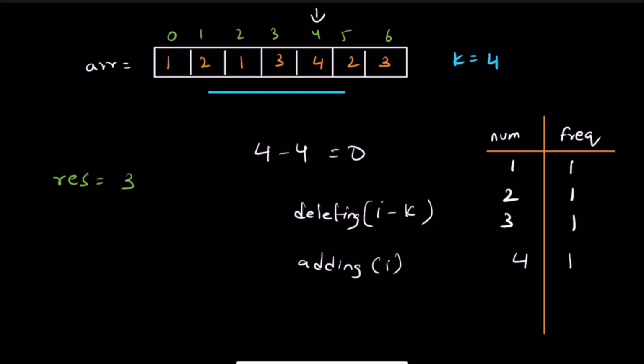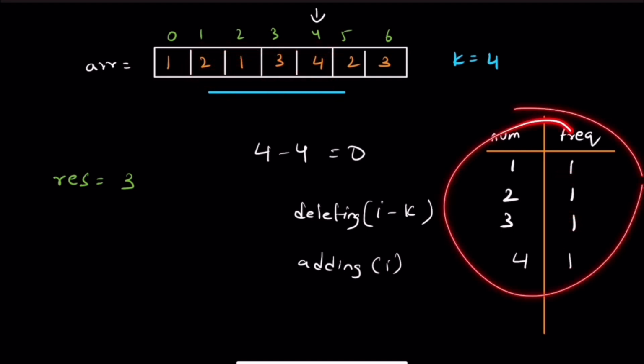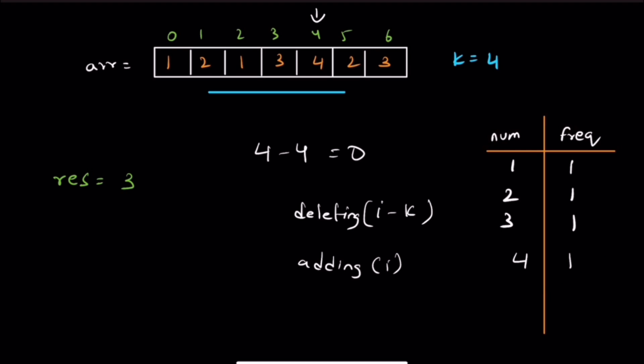If we cross-check the frequency array with our window array, we have 2 with 1, 1 with 1, 3 with 1, and 4 with 1. Simple, right? Now what is the size of the hash map? The size of the hash map is 4. So we'll be storing 4 for the second window.